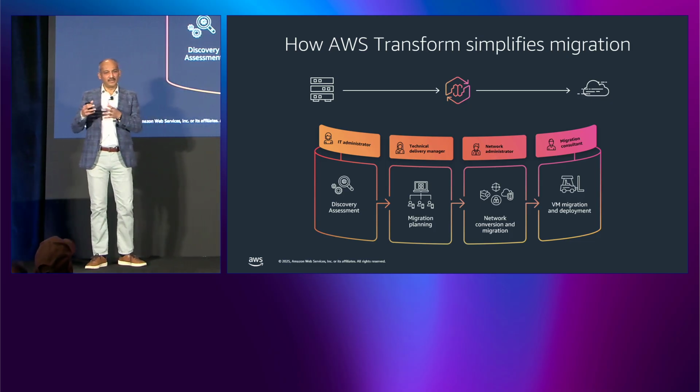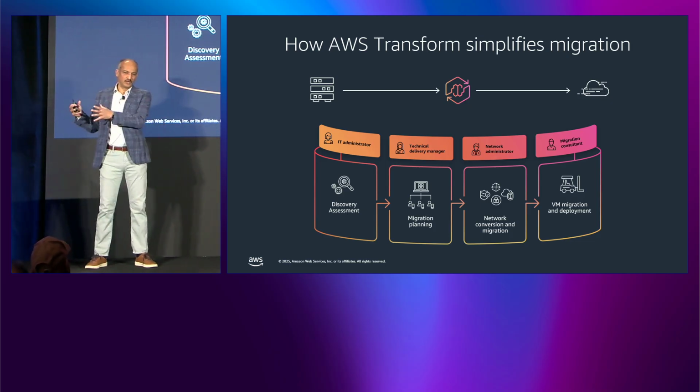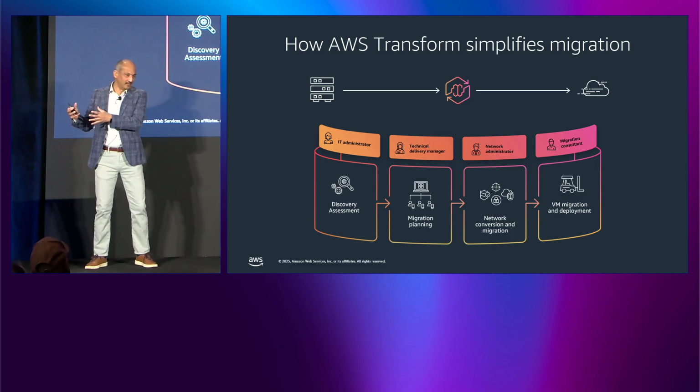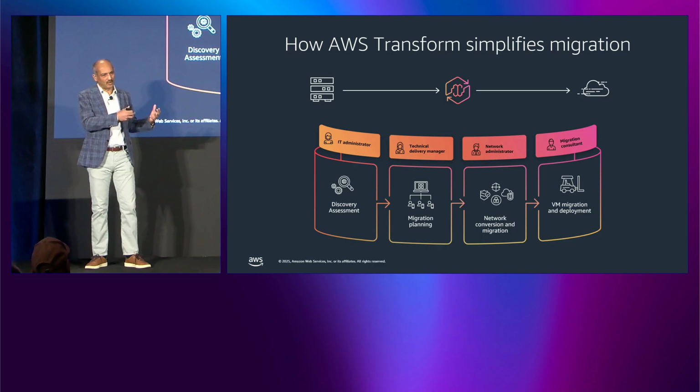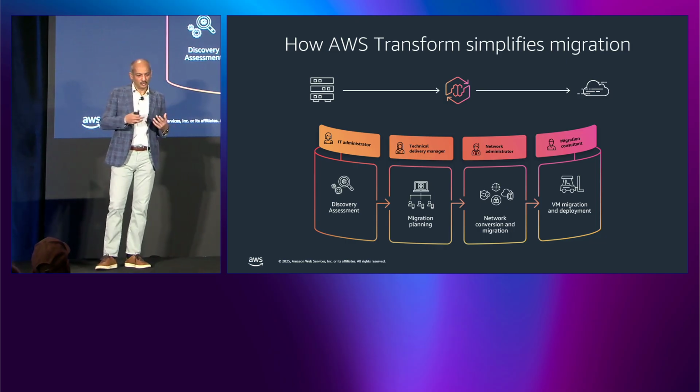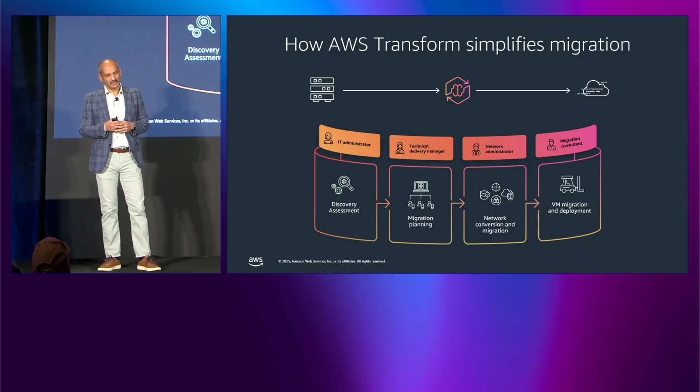Once you've created a migration plan, you now need to set up the network in the cloud to which you're going to migrate. Now that network has to replicate the networking priorities that you had on premises. So you need a network and conversion and migration agent. And finally, once you've set the network up in the cloud, you now want to rehost your servers and VMs from on premises over to the cloud. So it cleanly breaks out into 4 stages.